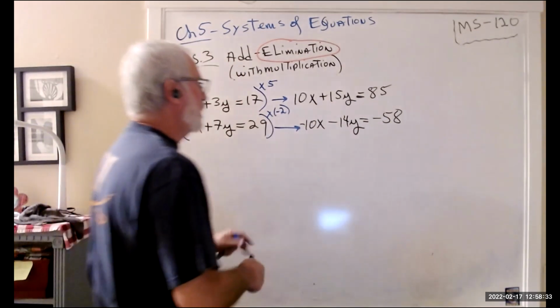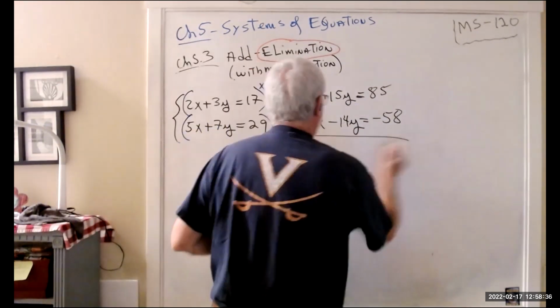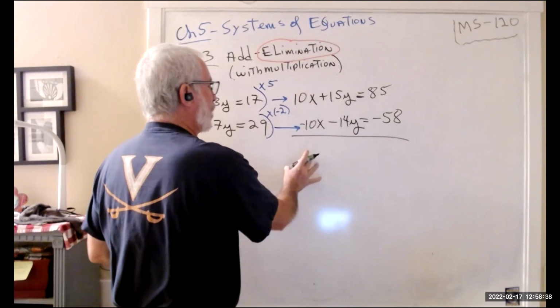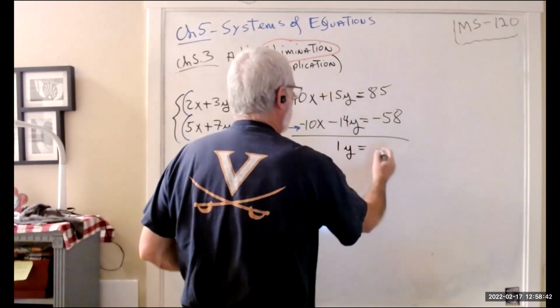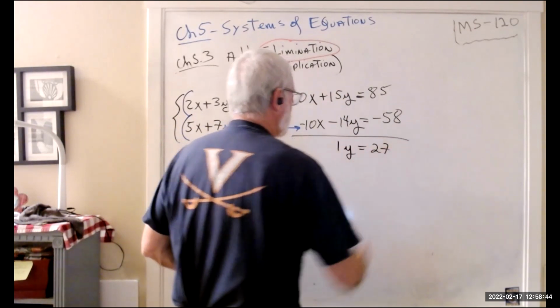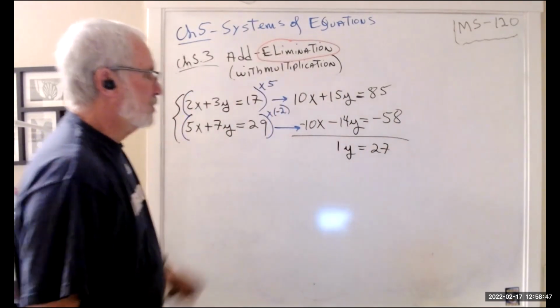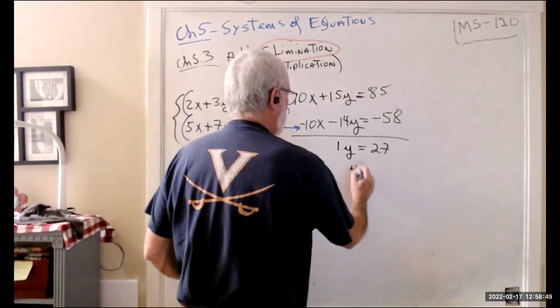Then I add these two together, and I have forced the x's to drop out. So I end up with 1y equals, I believe this was 27, which means y is 27.